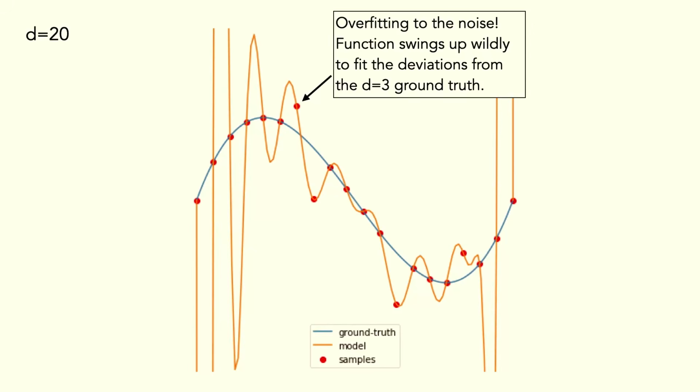But here's the surprise, if you haven't seen it before. What happens if I go not to d equals 20, but d equals 1,000?